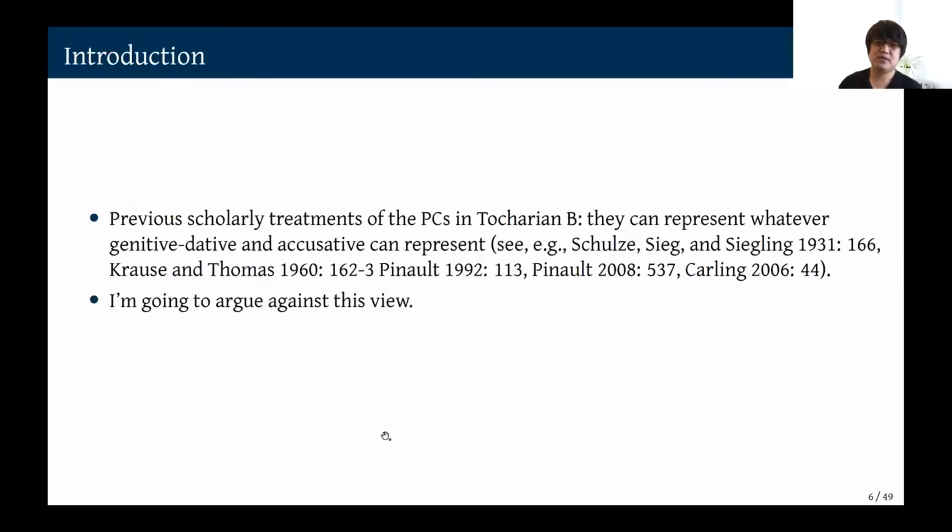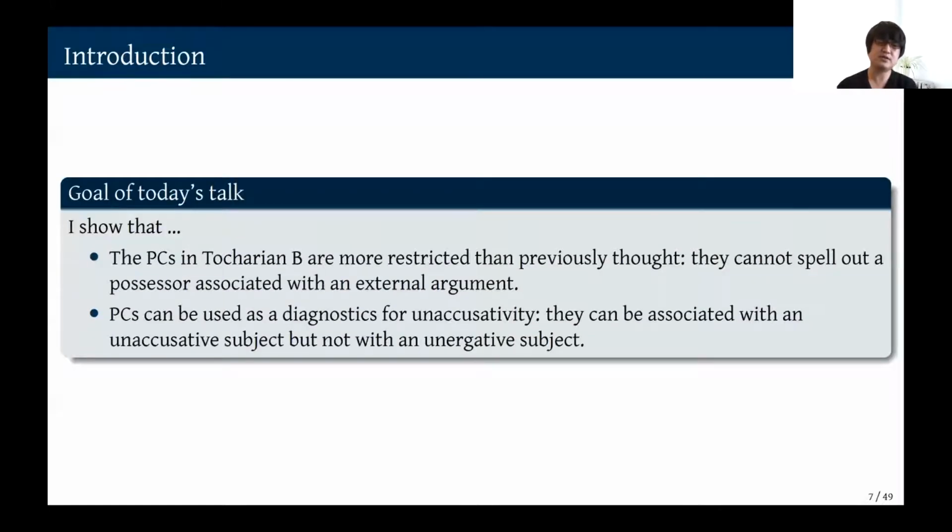Previous treatments of the PCs in Tocharian B thought that they can represent whatever genitive, dative and accusative can represent. Today, I'm going to challenge this view. The goal of today's talk is as follows. I'm going to show that the PCs in Tocharian B are more restricted than previously thought. That is, they cannot spell out a possessor associated with an external argument. And this analysis has some implications. PCs can be used as a diagnostic for unaccusativity in this language. They can be associated with an unaccusative subject, but they cannot be associated with an unergative subject.